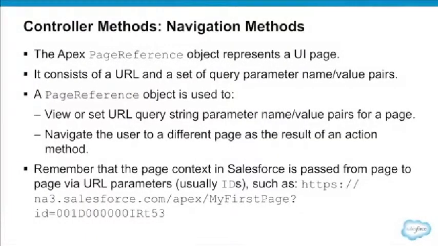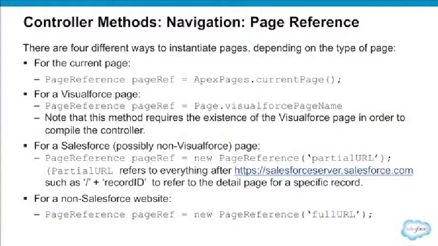Now, the way that action methods control navigation is through page references. And a page reference is a class, and its purpose is to represent a location that we would like to send our users. Now, there's a number of different ways to create page references. Here are a few ways to create page references. The first is you can create a page. There's an Apex Pages class, and it has a method called current page. So if you want to obtain a reference to the current, in other words, the called Visualforce page, you can do apexpages.currentPage. Now you have an instantiated page reference for that.